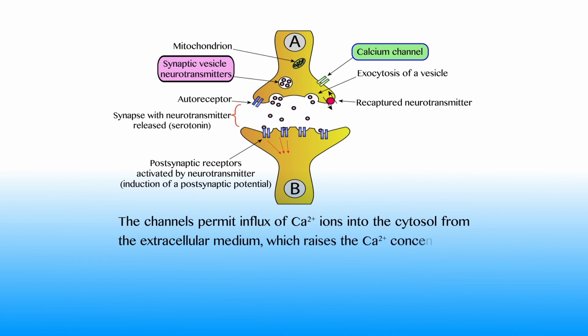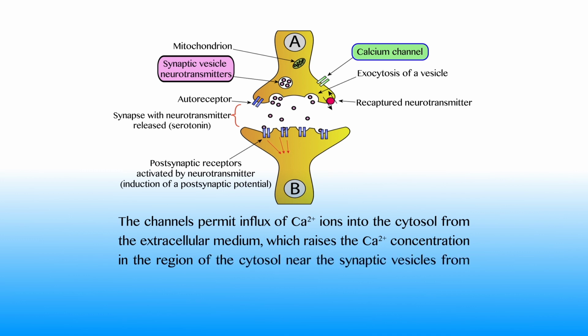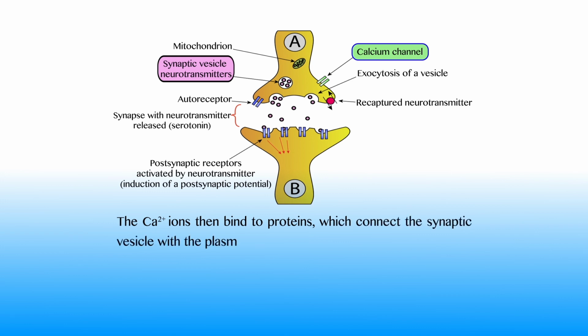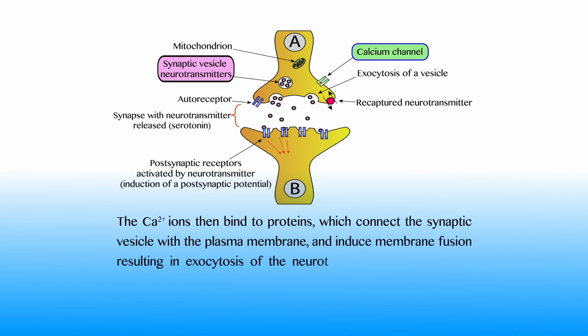which raises the calcium ion concentration in the region of the cytosol near the synaptic vesicles from less than 0.1 micromolar, which is characteristic of the resting state, to 1 to 100 micromolar. The calcium ions then bind to proteins which connect the synaptic vesicles with the plasma membrane and induce membrane fusion, resulting in exocytosis of the neurotransmitter.